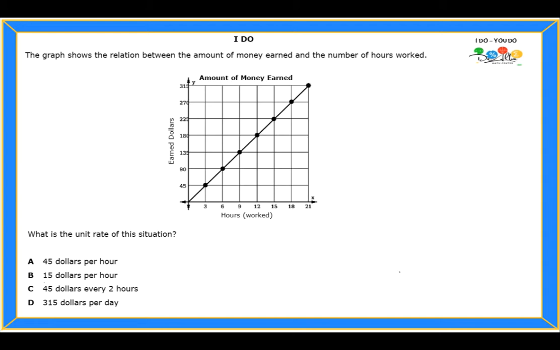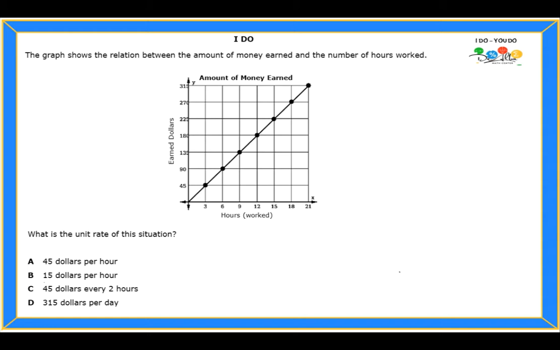Hello students, let's read the problem. It says, the graph shows the relation between the amount of money earned and the number of hours worked. What is the unit rate of this situation?